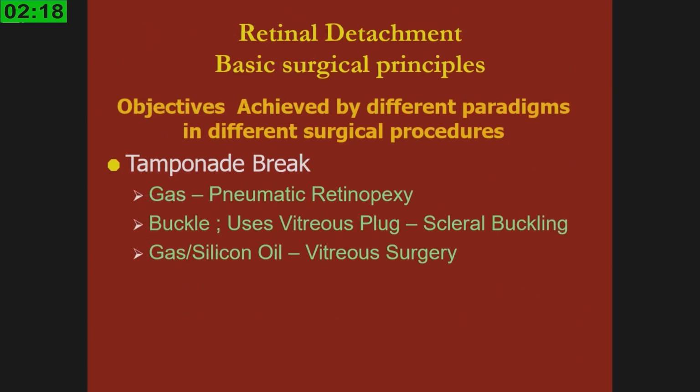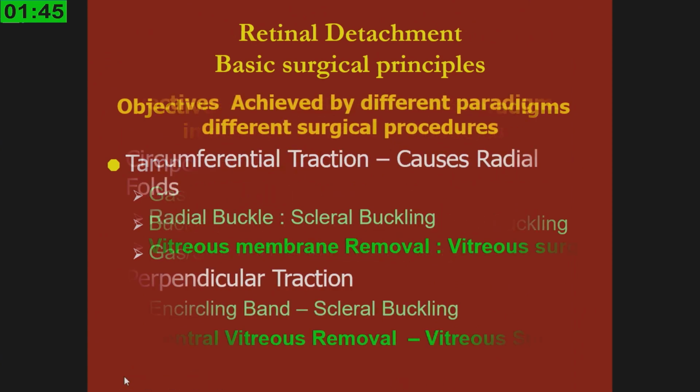After that, what do you want to do? Now, you have to close that break. How can you close the break? One, you can close it by gas with pneumatic retinopexy. You can use the buckle, and the buckle uses the support anteriorly and the vitreous plug from inside. The buckle won't work in a completely vitrectomized eye with no vitreous and no tamponade. So you need the vitreous along with the buckle to do scleral buckling. And finally, if you remove all the vitreous, you remove all the traction, and you give support from inside with gas or silicone oil. And that is a vitreous surgery.